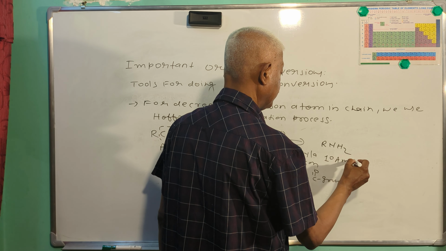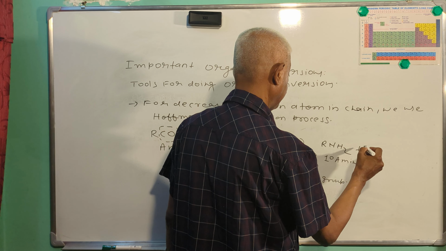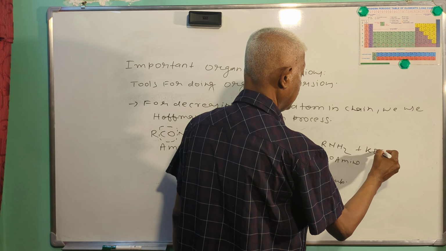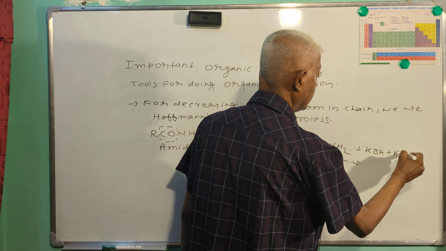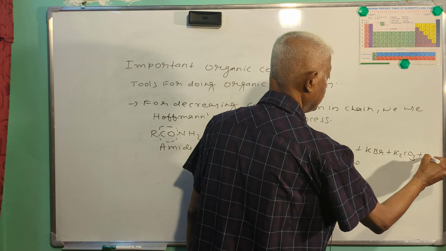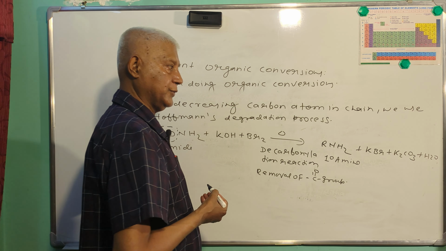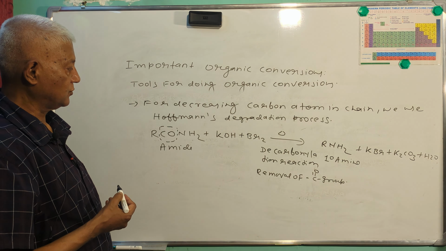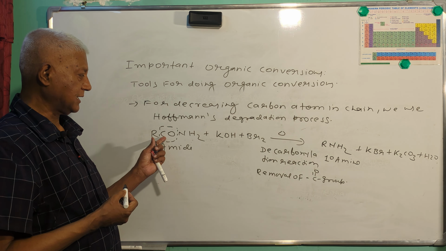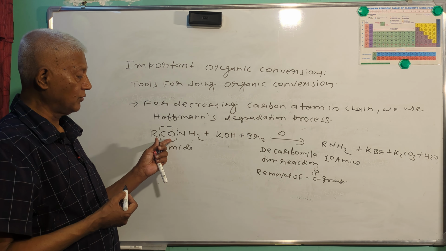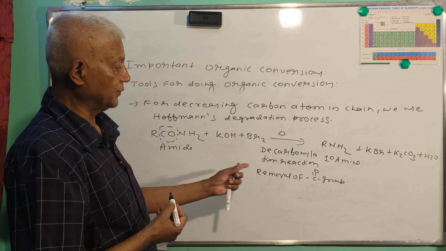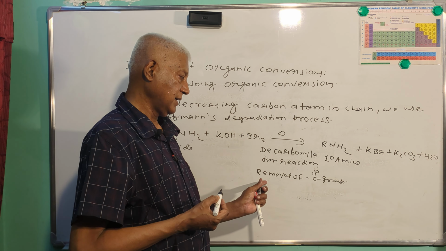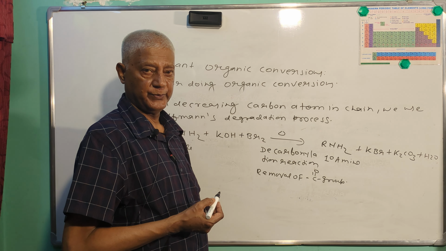So what we have? Primary amine plus KBr plus potassium carbonate plus H2O. Yes, so what do you see? In this case, one carbon is removed in the form of the CO group. So decarbonylation, that is removal of the CO group, you can say.